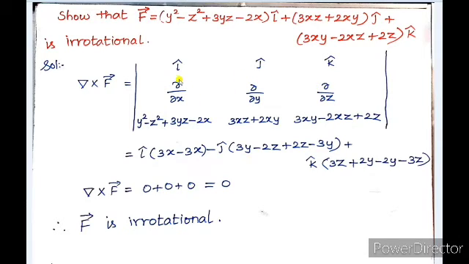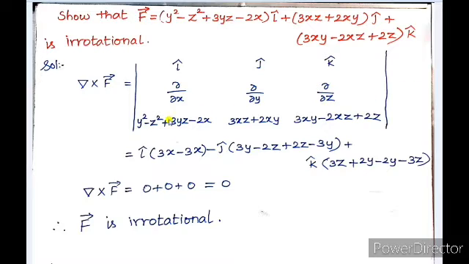Determinant: we know i cap into this one we have to multiply. That means partially differentiate this term with respect to y, answer 3x. Next, this term partially with respect to z, answer 3x. Next, minus j cap, and these two we must multiply likewise.